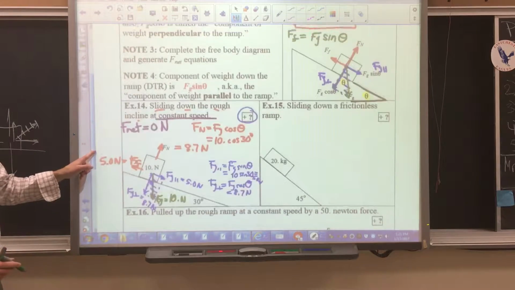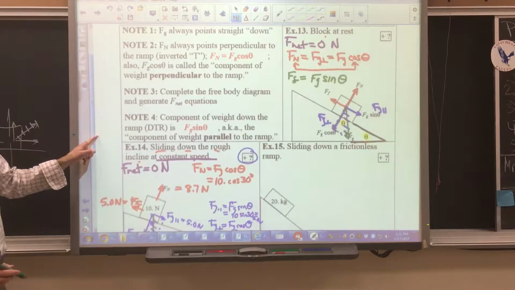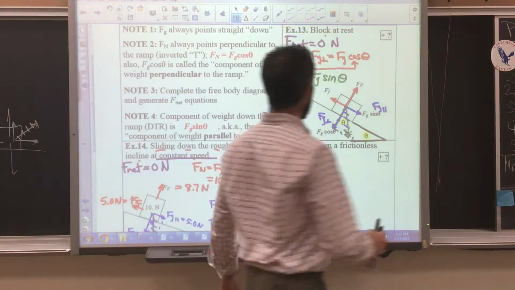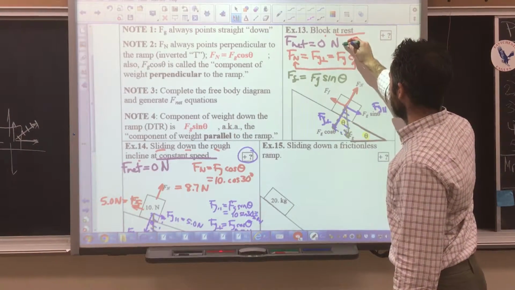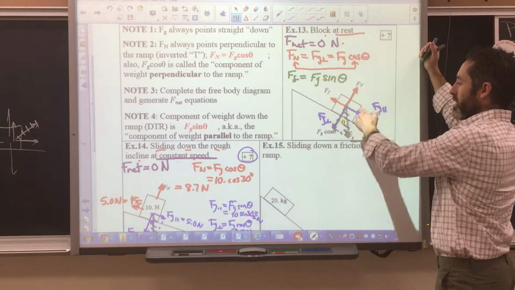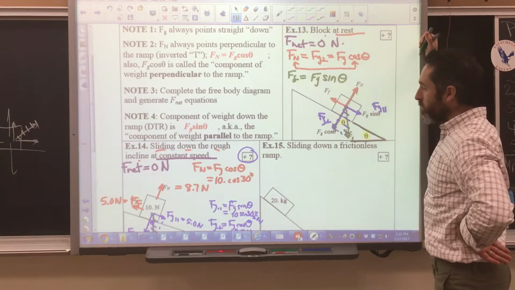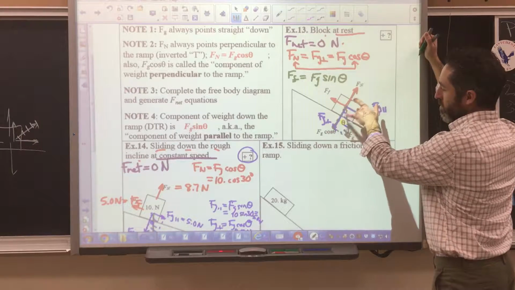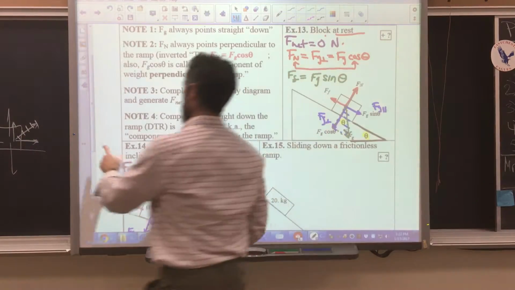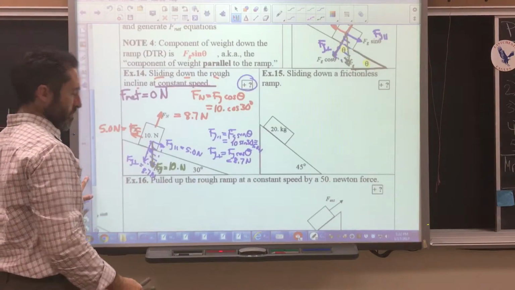Now that you've done this one, you actually could go back to that first example, example 13, and say, wait a minute, if the block is at rest, net force 0, the frictional force had to balance the FG sine theta because it was the full picture. This direction, parallel direction balances, perpendicular direction balances. All right, we're almost there.